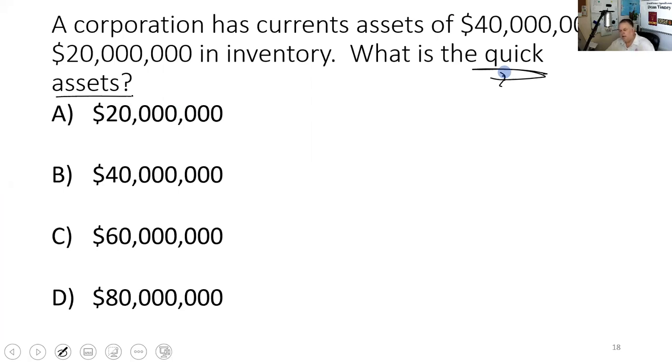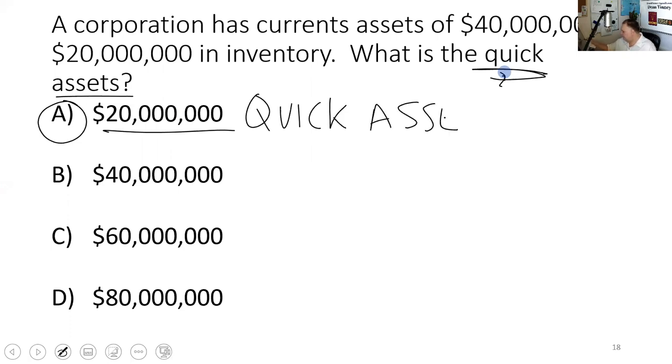It makes sense because if we have to sell inventory to pay our bills, we're not going to get the margin we're expecting, right? If I have to put the closeout rack out there and sell this because I can't pay my bills, I've got to turn my inventory into cash quickly. I'm not going to get the price I want. So we're saying, well, what are your quick assets? Well, my quick assets then would be 20 million, right? The quick assets are the current assets without the inventory.